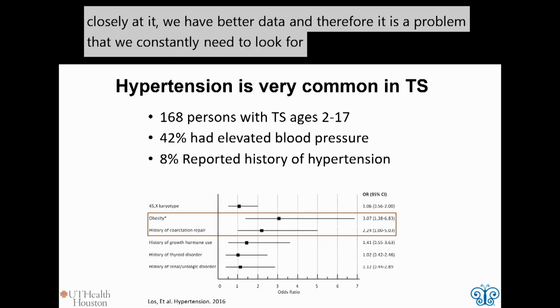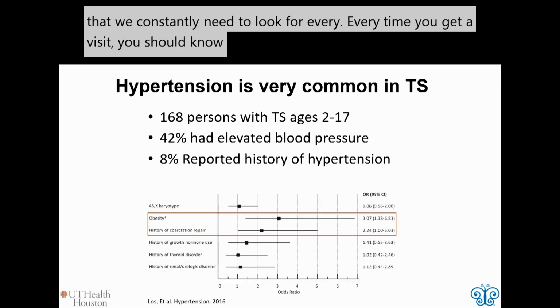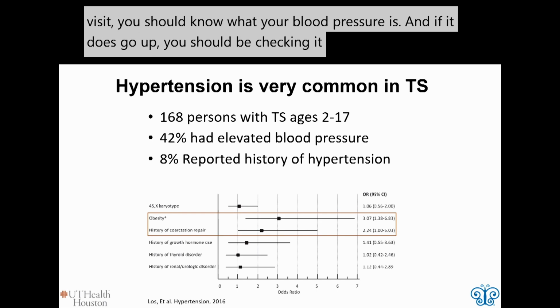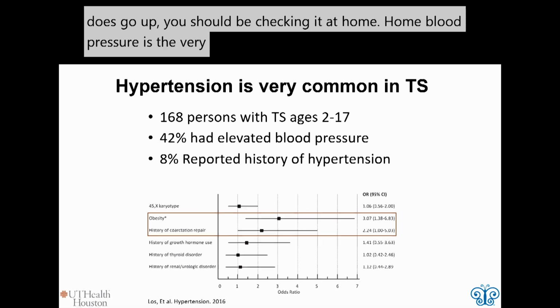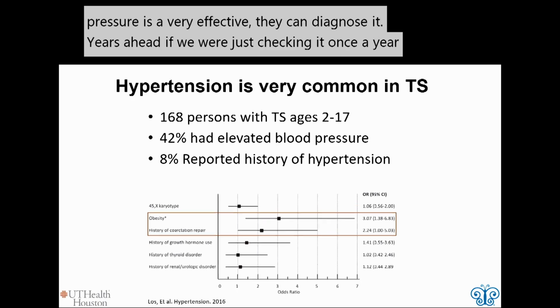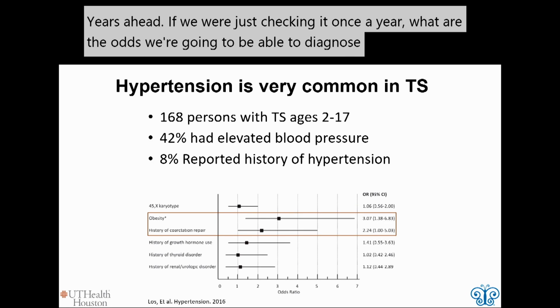Every time you get a visit, you should know what your blood pressure is. And if it does go up, you should be checking it at home. Home blood pressures are very effective. They can diagnose it years ahead. If we're just checking it once a year, what are the odds we're going to be able to diagnose you in a timely fashion? Very low.